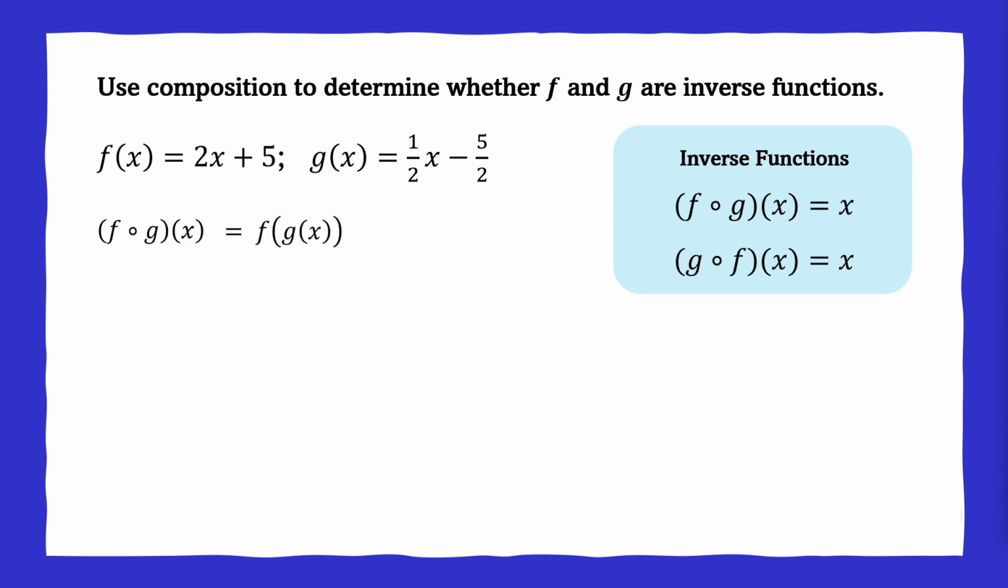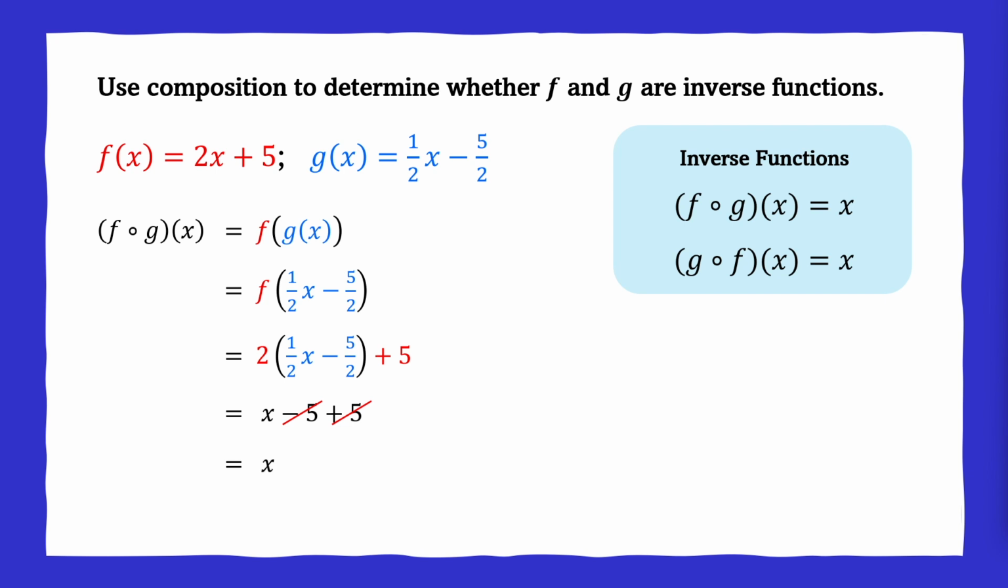The rule for g of x becomes the input, and wherever there is x in f of x, we replace it with the expression. We get 2 times the expression, half of x minus 5 halves plus 5. Let's simplify by distributing the 2, giving us x minus 5. Then add 5. The negative 5 and positive 5 cancel each other out, leaving us with just x. So that worked for f of g.